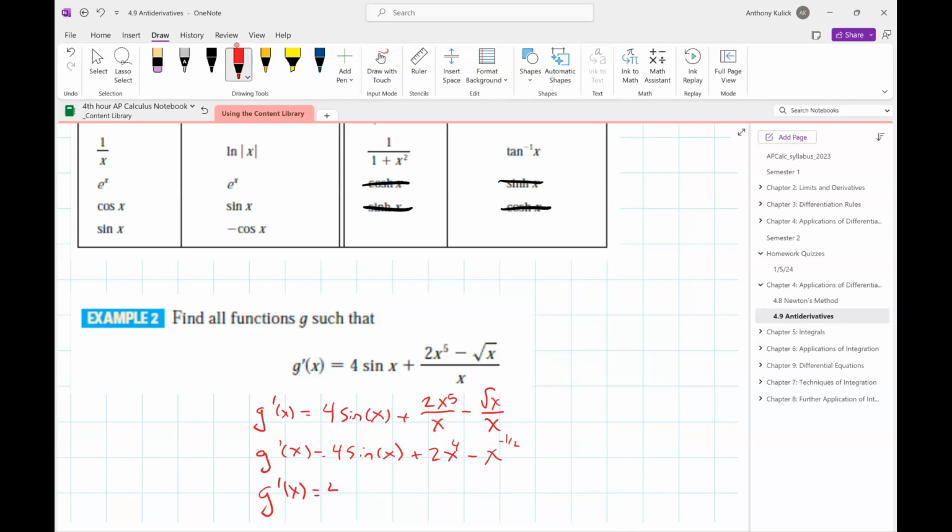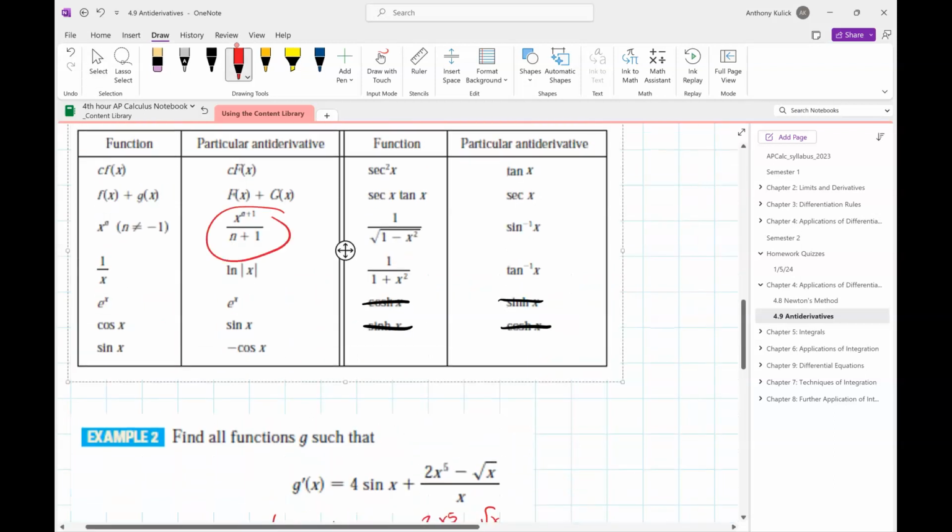So we can ignore the 4. What's the antiderivative of sine x? Negative cosine x. Again, I can ignore the 2. What's the antiderivative of x to the fourth? X to the fifth over 5. 4 plus 1, exactly. And then what's the antiderivative of x to the negative half? X to the 1 half over 1 half. Wait, how is that the antiderivative for x to the fourth? X to the fifth over 5. I'm just using this rule. Oh, got it.